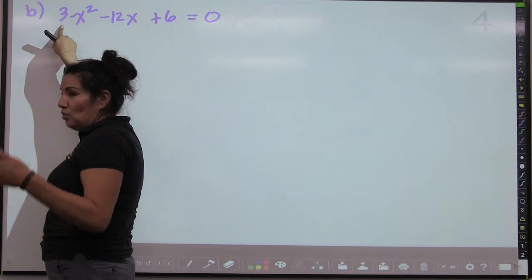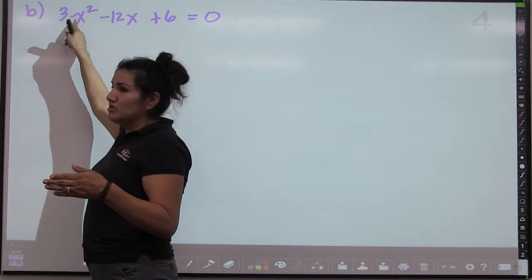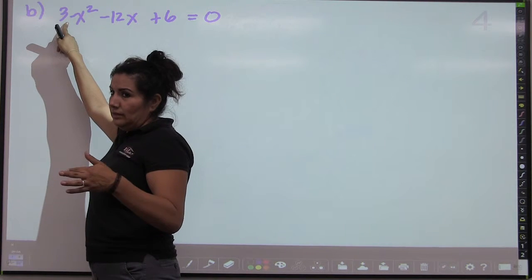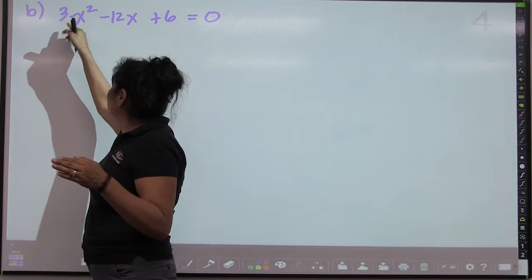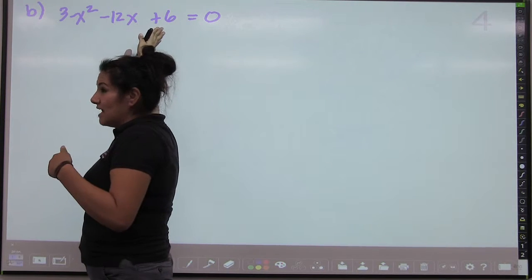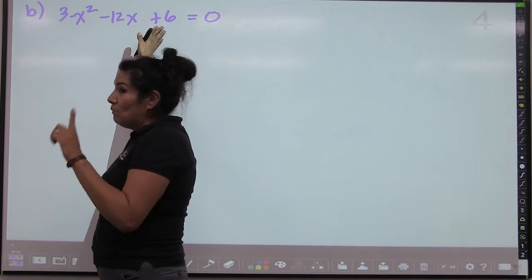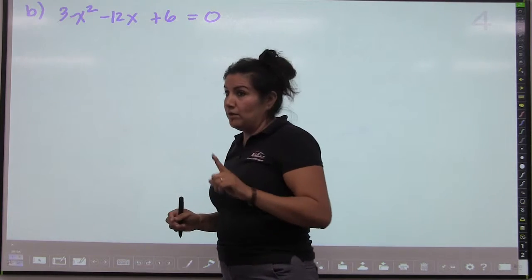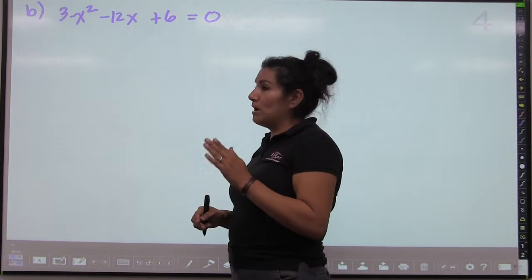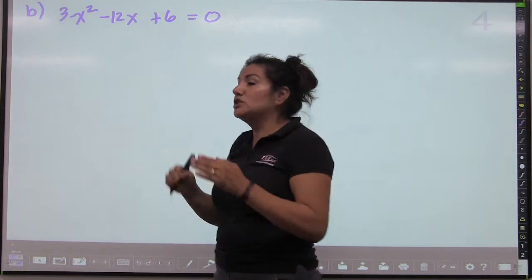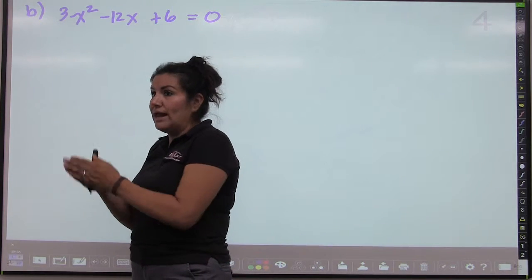I will say that again. You always divide by whatever's in front of the x squared. It doesn't matter if 3 doesn't go in evenly to everything. In this case, it happens to go in evenly to both. That won't always happen, but that doesn't matter. You will always divide by whatever is in front of the x squared because you always want to end up with 1x squared.